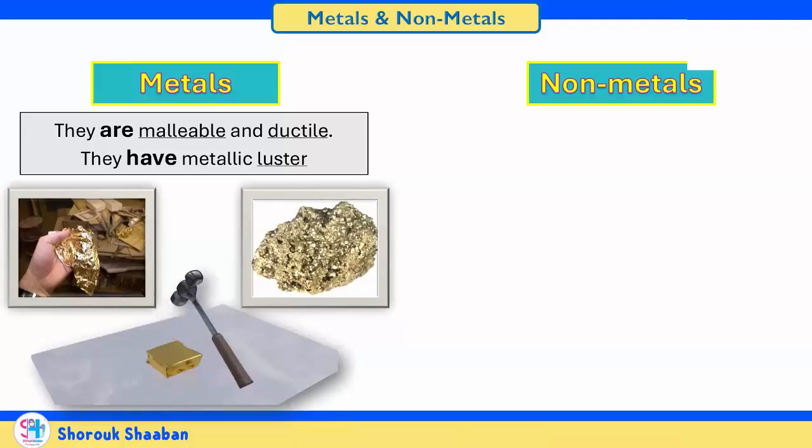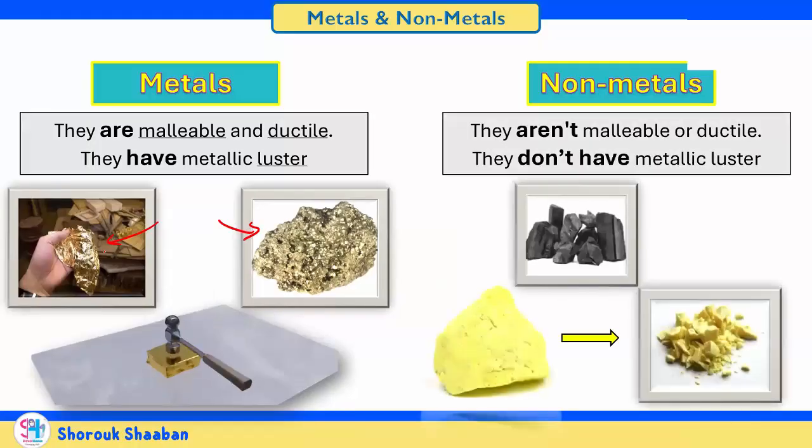And also, metals have metallic luster, which means they are shiny. Look at this piece and even look at this. It's very shiny. So it's bright. Metals have luster. They are shiny. Non-metals are just vice versa. Not malleable, not ductile, not having metallic luster.